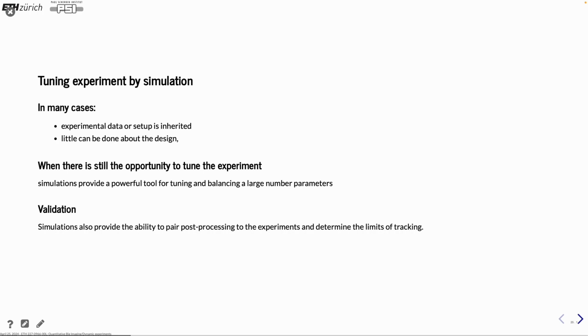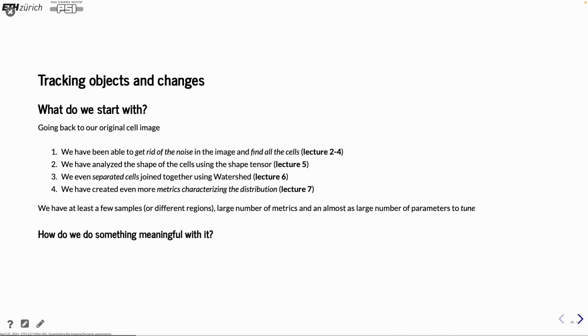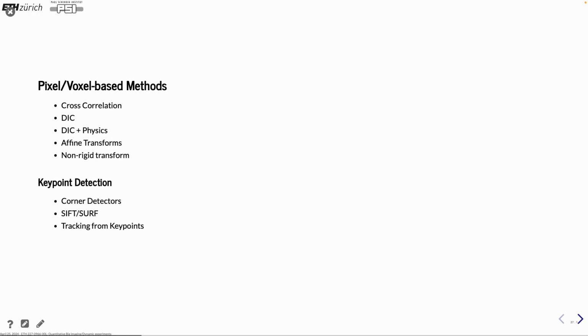So with that, we can use it also for validation, seeing if the processing is working. What we want to start with is we have all our workflow from the previous lectures. We want to get rid of noise. We want to find all the cells. We want to analyze them somehow. And that is all in the previous lectures. But we still only have very little data, maybe from just a previous experiment, or you want to prepare for it. So now we want to do our simulation.